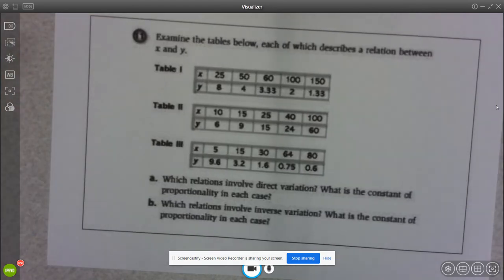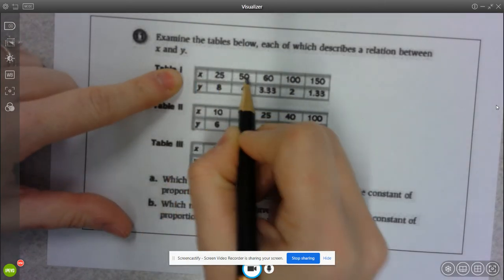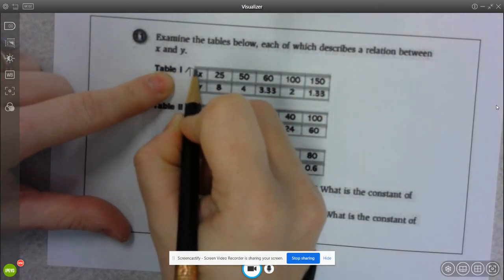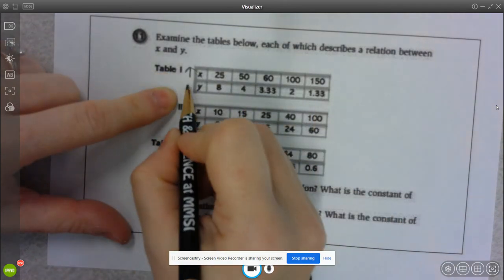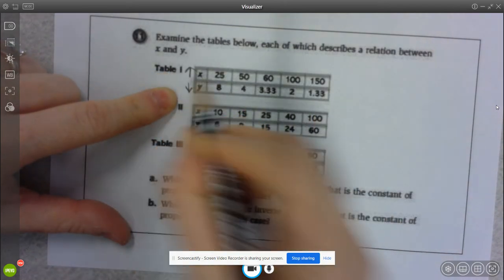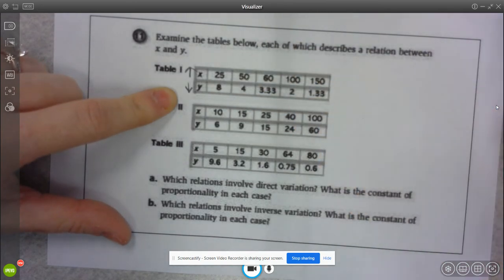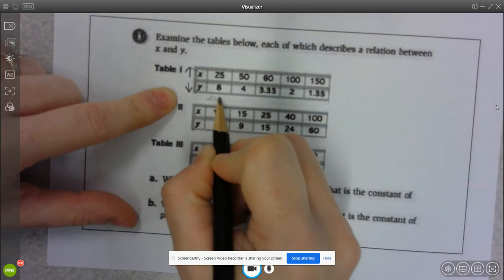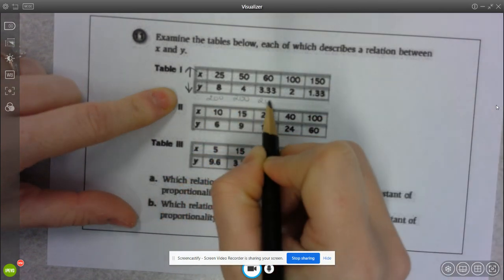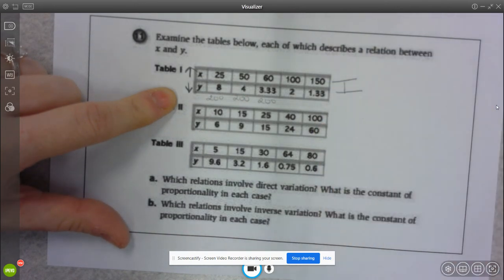So there's a couple tables down here that we're going to look at. So here, these values for x are going up. These values for y are going down. So I need to multiply x times y to see if I always get the same number, which I do, and it's 200. So this would be inverse.